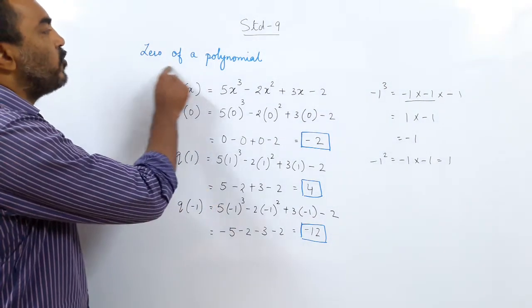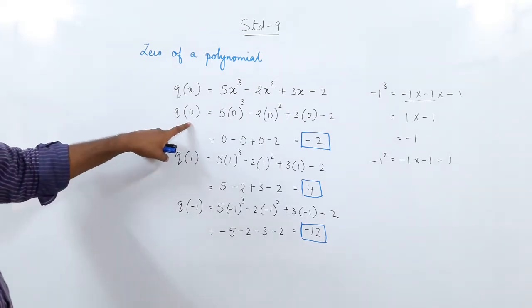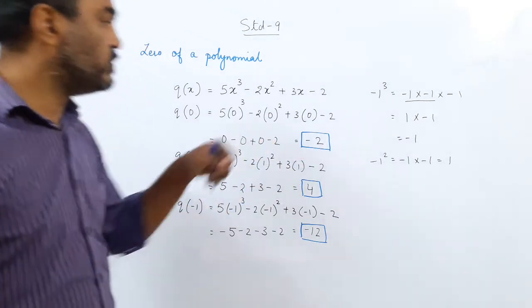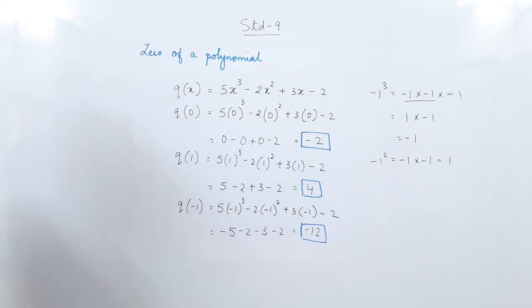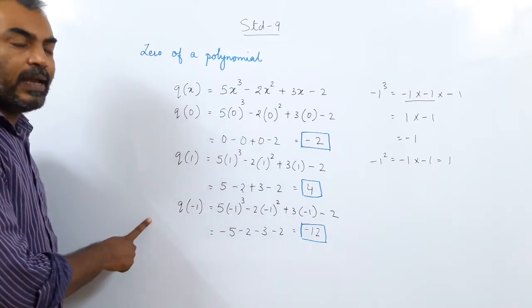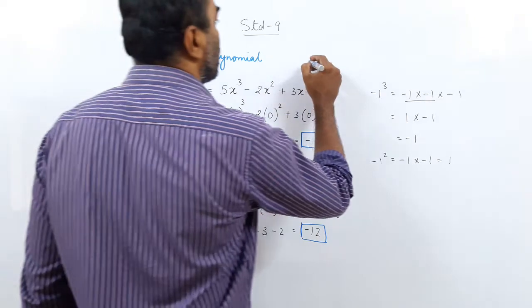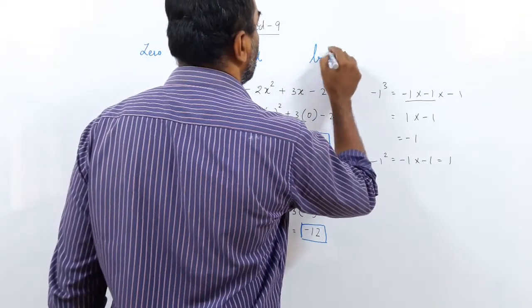Now what does the zero of a polynomial mean? It is the value of x for which this answer will become 0. So what we are actually trying to find, we have to do by trial, and this is called the trial and error method. So what is a trial and error method? Usually in mathematics we don't use it.